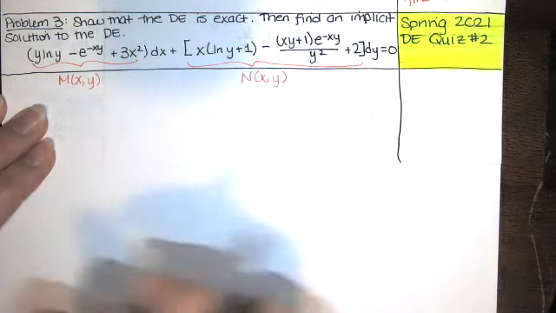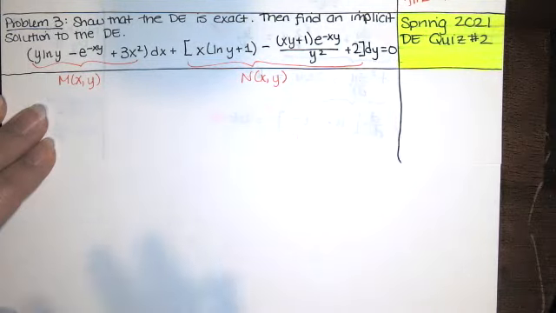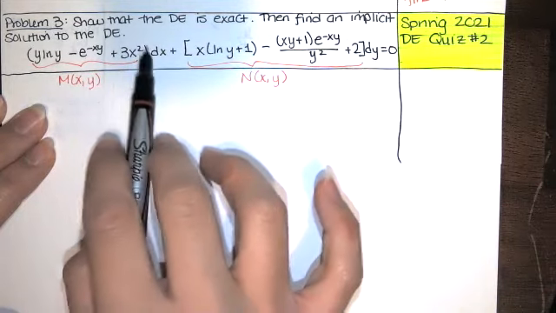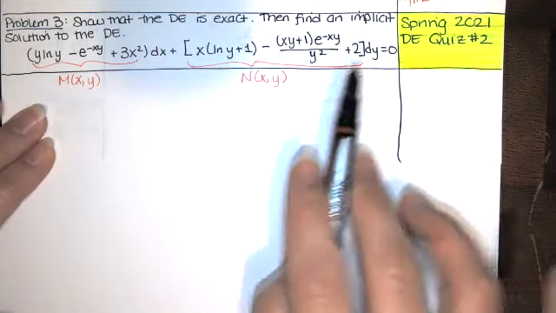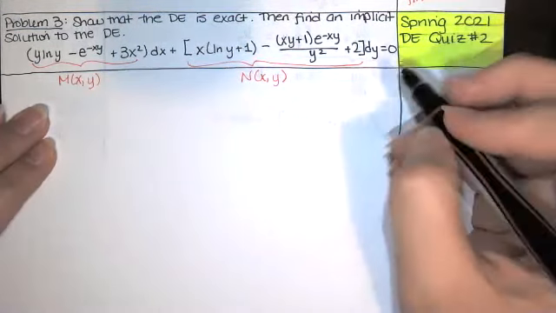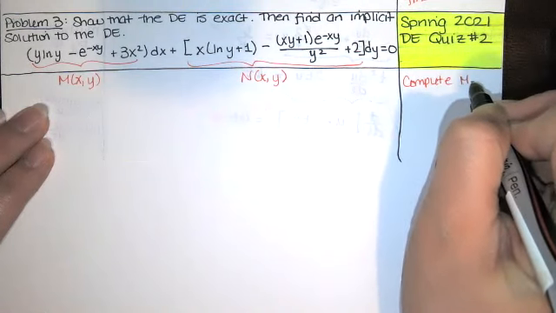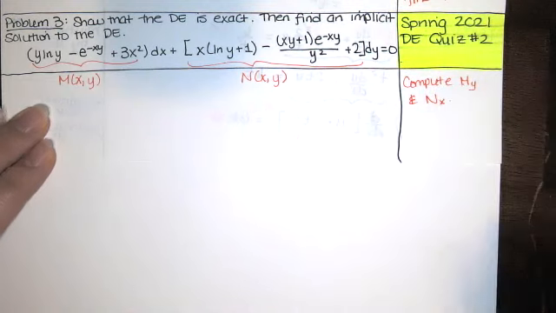If you're wondering how do you know which variable you're supposed to take the derivative with respect to, it's always the opposite variable of what's there. So if you see a dx here, you want to take the derivative with respect to y. If you see a dy, you want to take the derivative of that function with respect to x. So the way we'll start this is we'll compute those partial derivatives and then show that they're equal to each other.